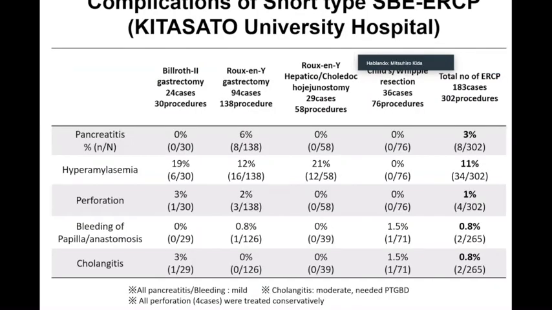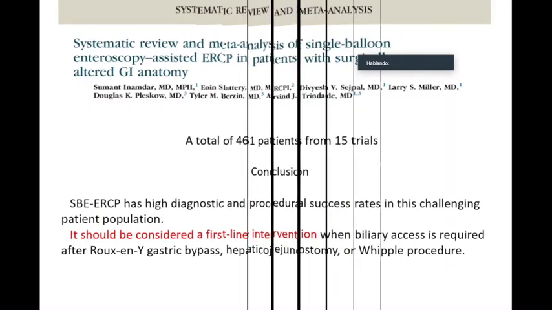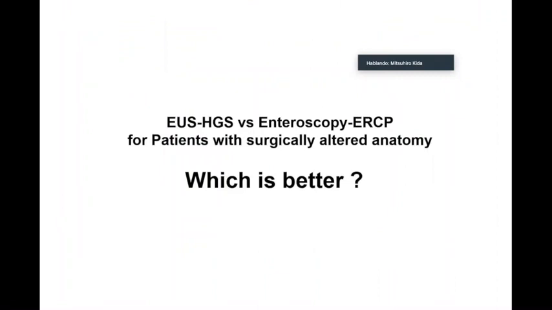This is the complication rate of short SBE ERCP. Pancreatitis is, I cannot see the slides, but anyway, several percent. Perforation is 1%, bleeding is also 1%, and cholangitis is around 1 point something. Not so high. According to a systematic review and meta-analysis, Dr. Inamuda said that it should be considered the first-line intervention for surgically altered anatomy cases. HGS and enteroscopy ERCP, which is better?